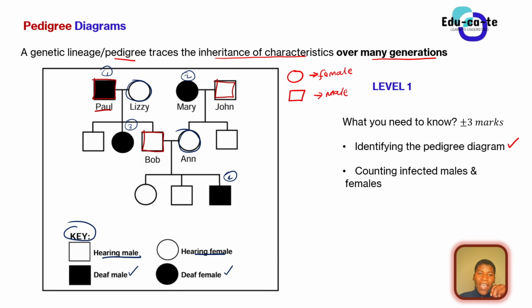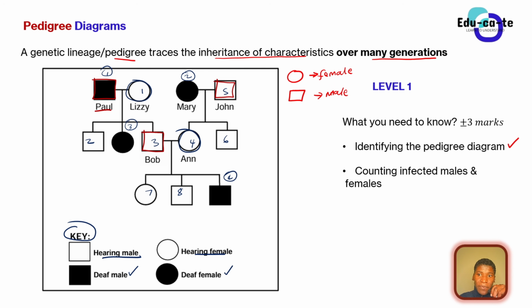If they ask which ones are not infected, then we count the rest: Lizzie is 1, this is 2, this is 3, this is 4, this is 5, this is 6, 7, and 8. So we've got 8 individuals that are not deaf, that are hearing, because remember, an empty circle in this key represents a hearing female.